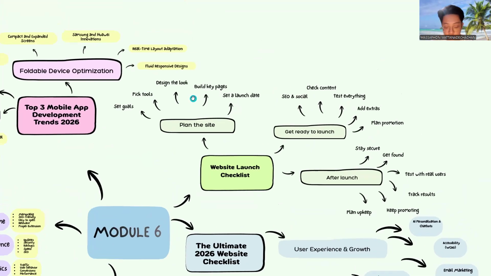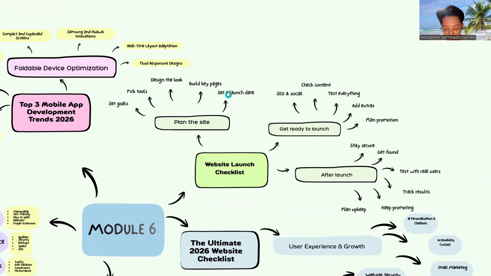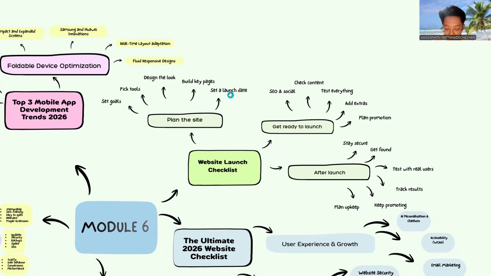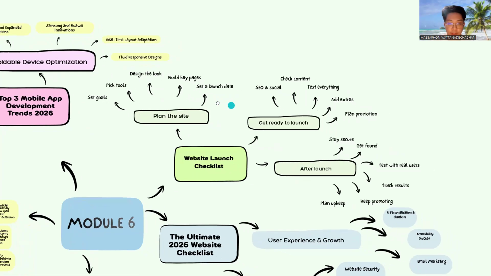Next, we decide the looks: color, font, logo, layout. Next, we build our main pages, like a home page, about page, and contact page. We also set up a coming soon page and decide where our buttons go. Last, pick a launch date so we have a clear deadline.